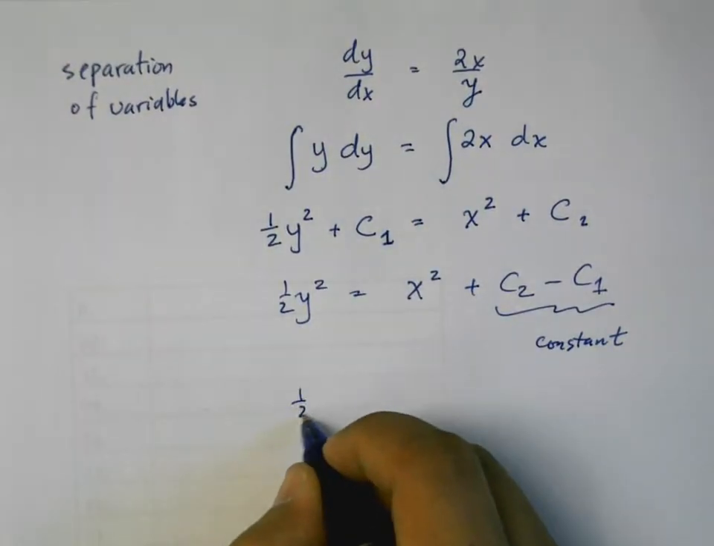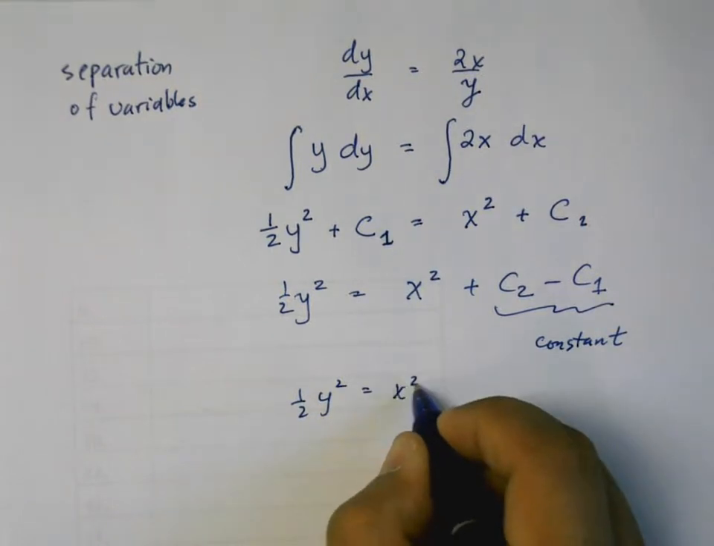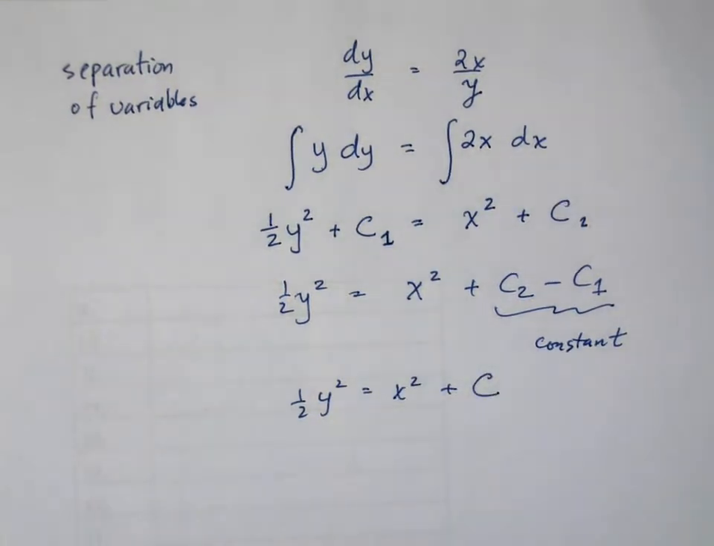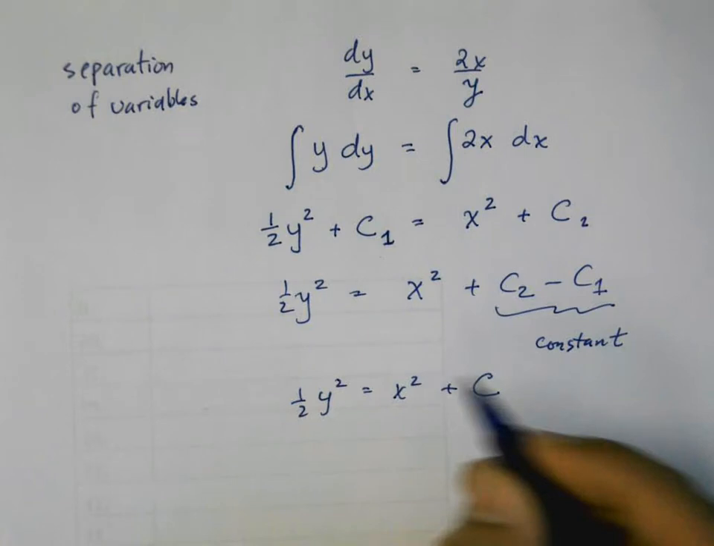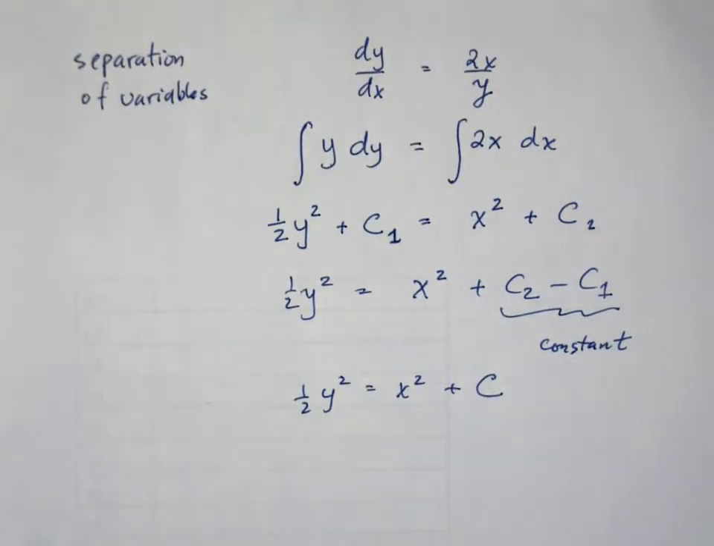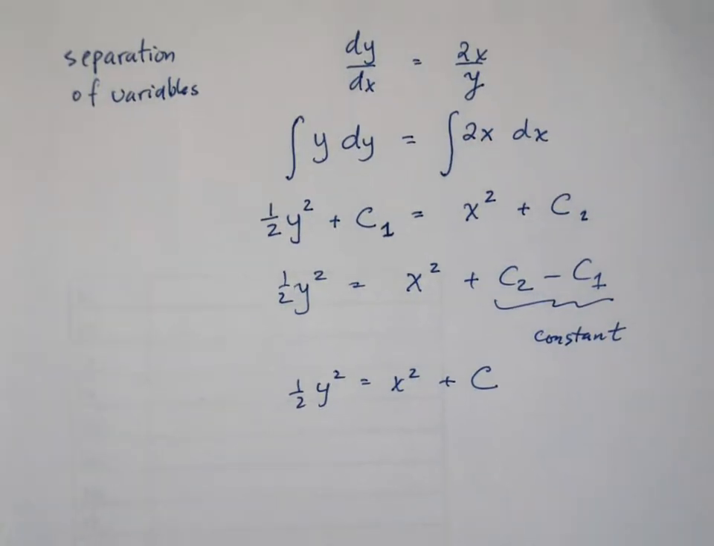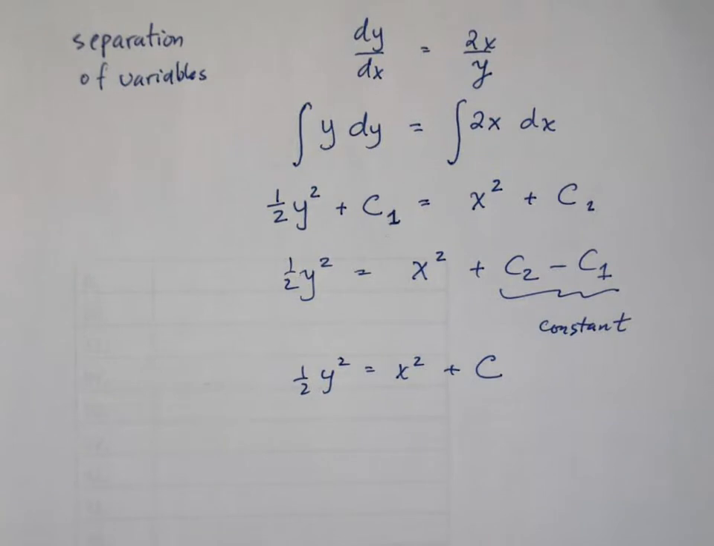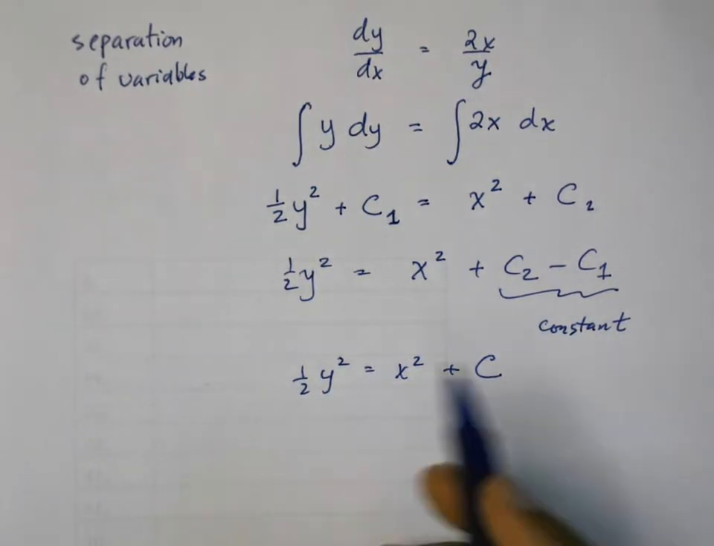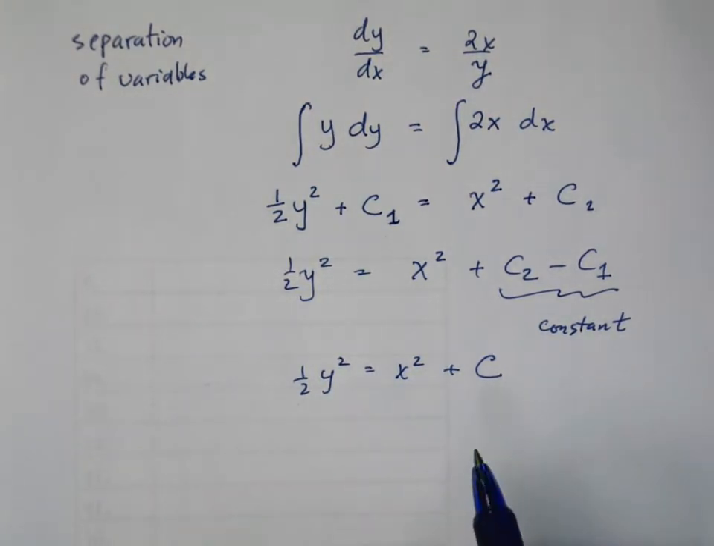So then we can just think of this as 1/2 y squared equals x squared plus some constant. Right? We don't need to have two constants. We can just combine them together, make it a little bit simpler. And then some textbooks or some questions will expect you to write it without any fractional coefficient. So we can look at it this way.